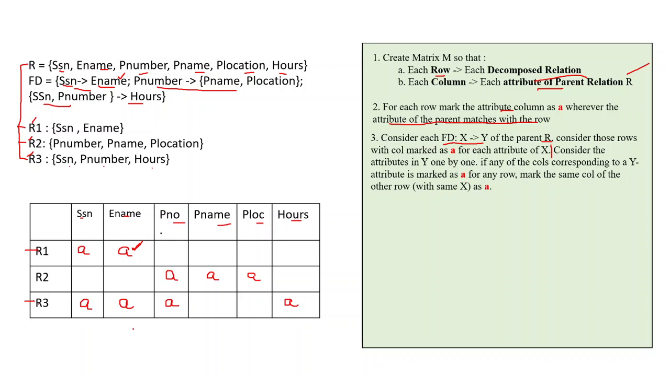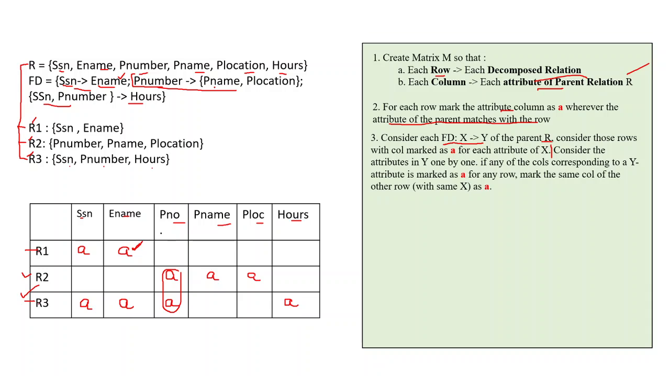So this will now continue. Then we move on to the next functional dependency, that is P number gives P name and P location. Now let's find out the rows which have their P numbers marked as A. So now here R2 and R3 have their P numbers marked as A. So we will now consider R2 and R3.